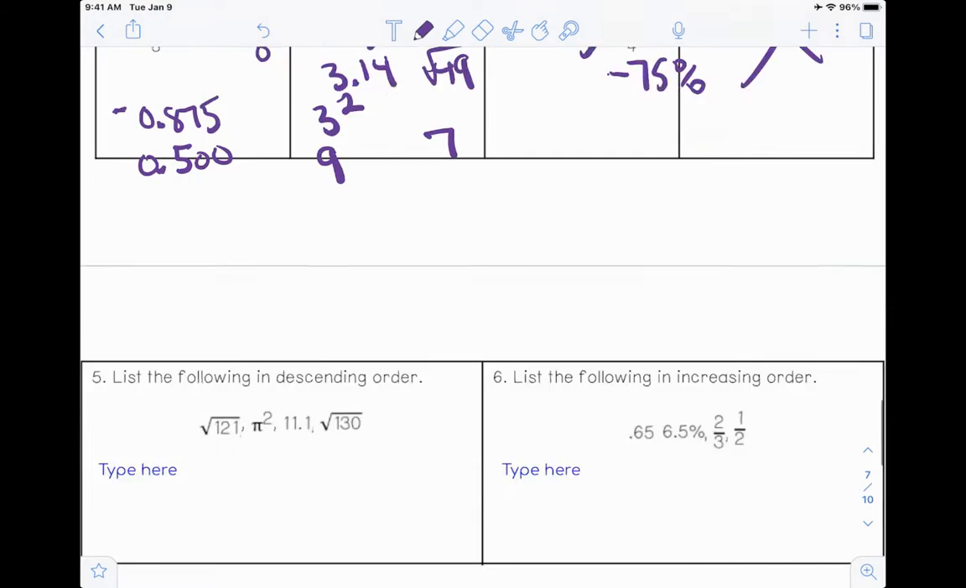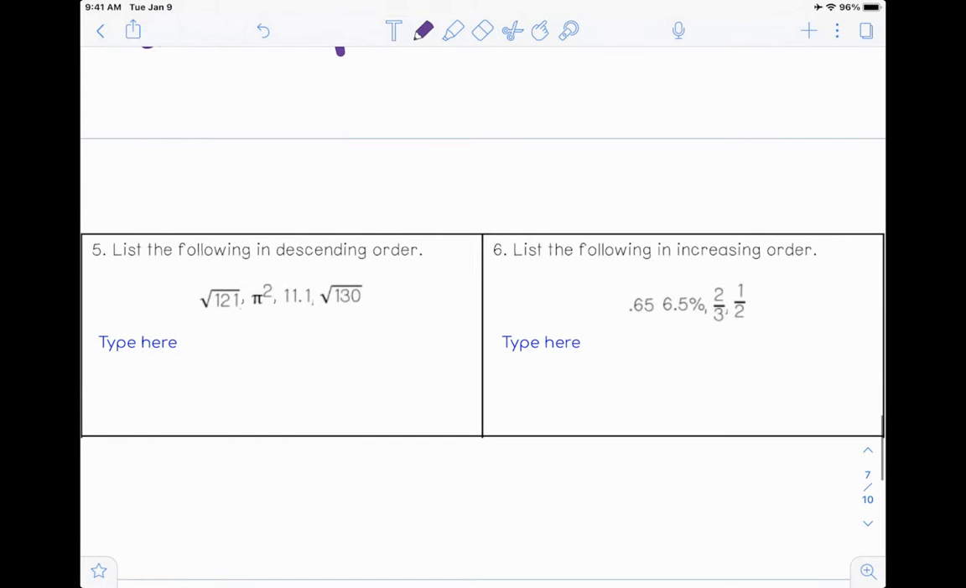So the next section, we're going to actually list these in order, and descending means going down. So we're going to look at the largest value. I know the square root of 121 is 11. I know pi squared is a little bit bigger than 9. And if I think about the square root of 130, I need to estimate that, and I know that it's between the perfect squares of 11 and 12.